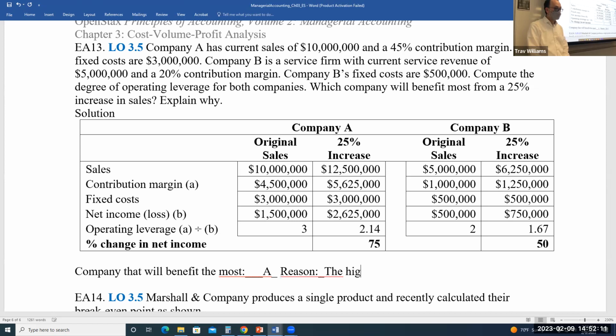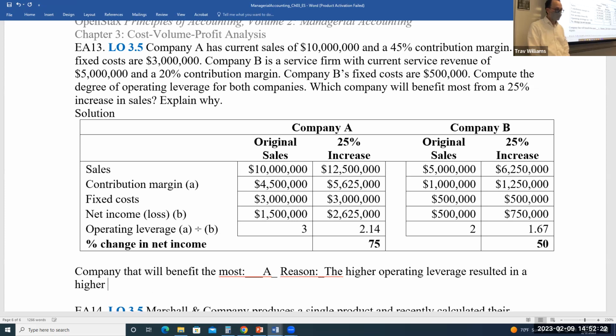Okay. The high operating leverage resulted in a higher change in net income when sales went up. As I mentioned earlier, if sales were going down, it would hurt company A more than it hurts company B. So that's the risk of the high operating leverage.